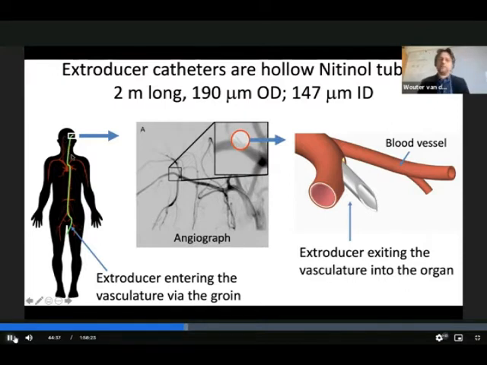It's so flexible. And once you do that, you can actually exit the vasculature, and that's what you see here. When you're in the place, you exit with your needle tube. And now you're inside the organ. And now you have a channel from inside the organ to outside the body. This channel has an inner diameter of only 147 micrometers. It's very small. And you can actually see that in the image here, where you see the needle poking out of the blood vessel. So now we have a working channel.